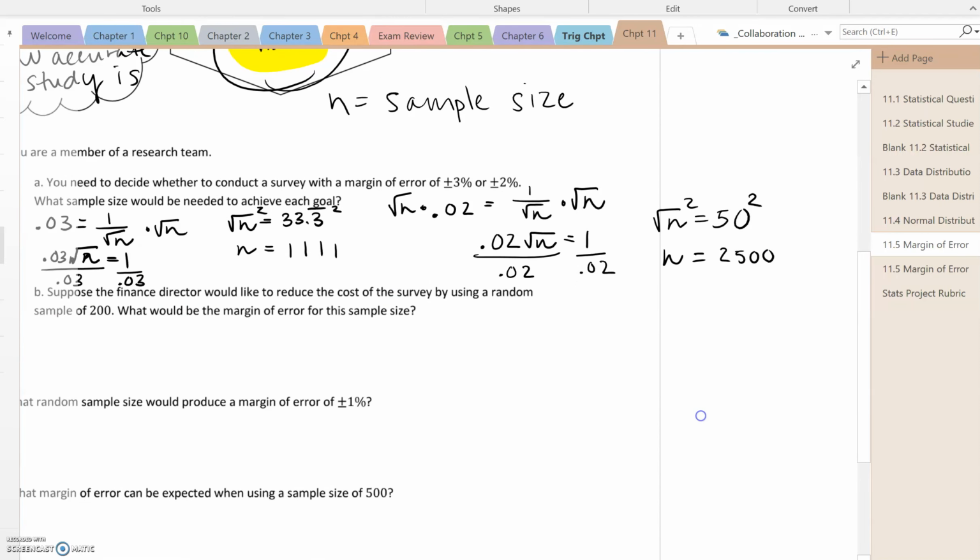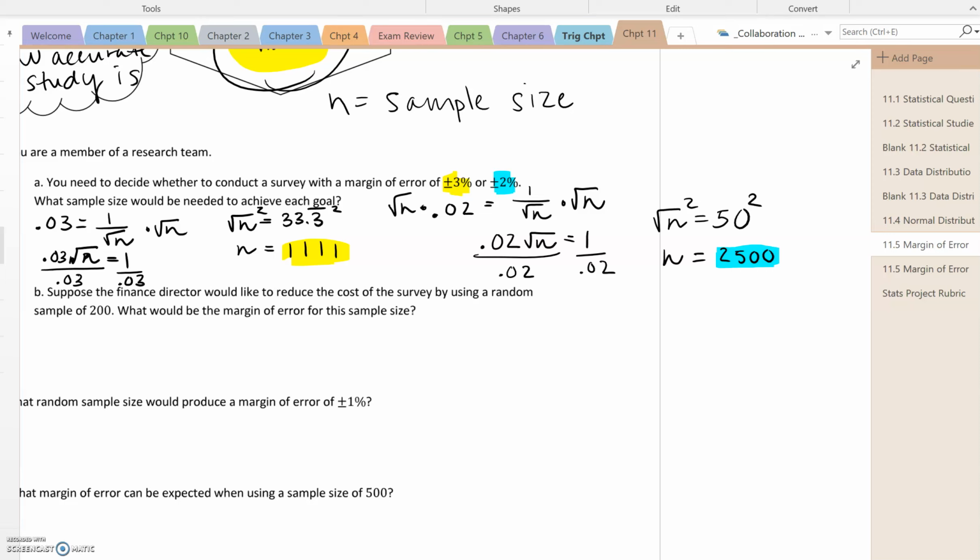So if I want a margin of error of 3%, I would need to survey 1,111 people. But if I wanted a margin of error of 2%, then I need to survey more people. I need to get more people's data so that I can be more accurate. So that would require surveying 2,500 people.